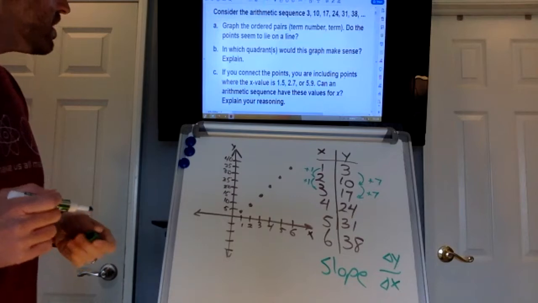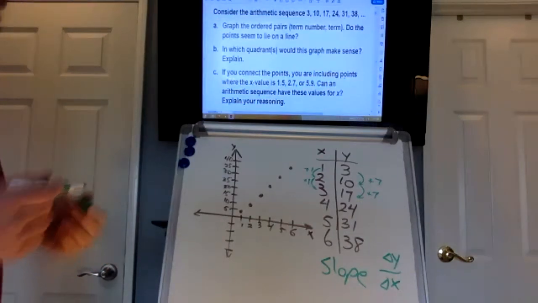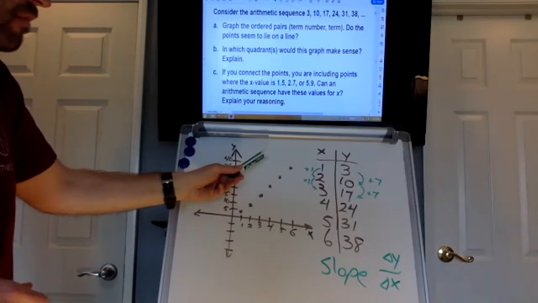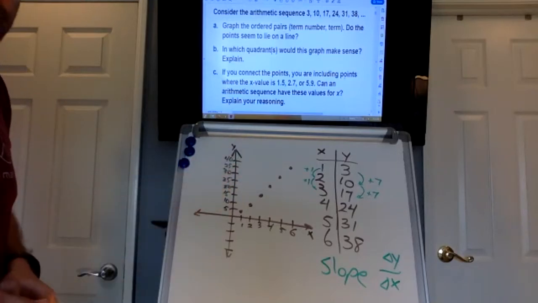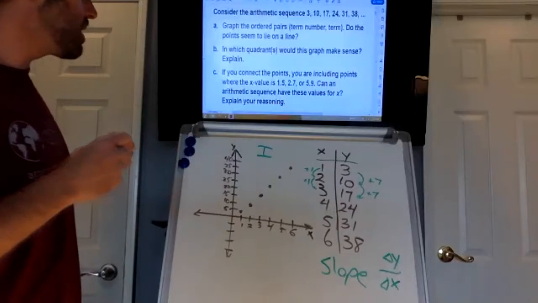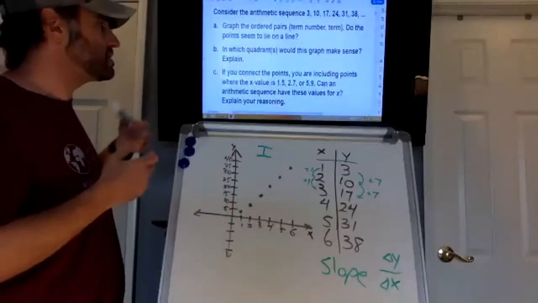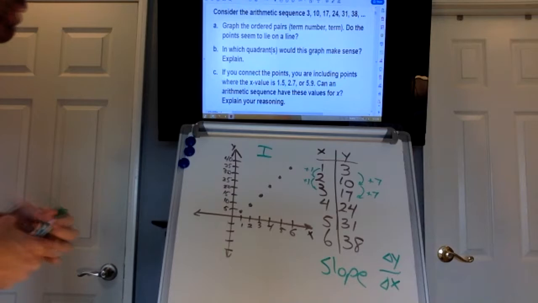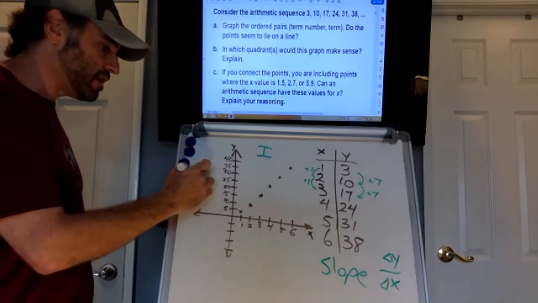Let's go to B. In which quadrants would this graph make sense? I think that's a quick answer. We already said, does everybody remember what quadrant this is? This is quadrant one. Well, then why that question? That seems like such a simple question. Why not other quadrants? What would it mean for a point to be over here?